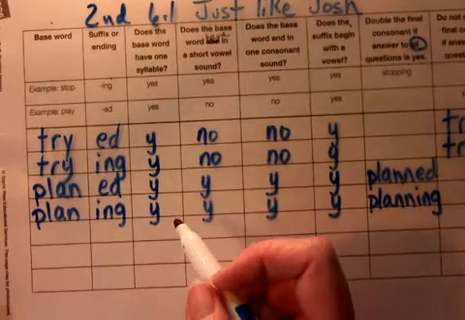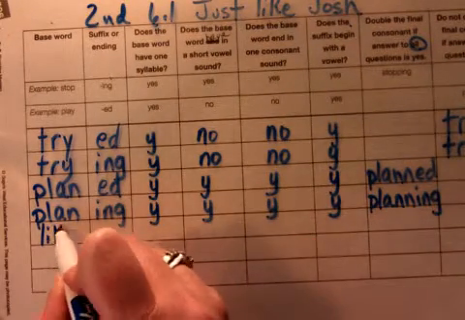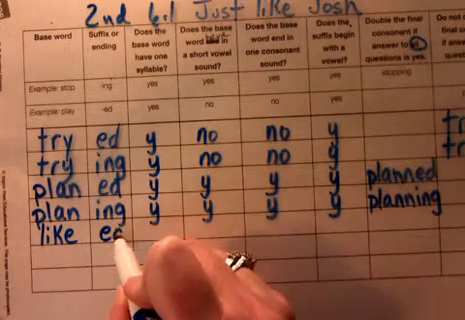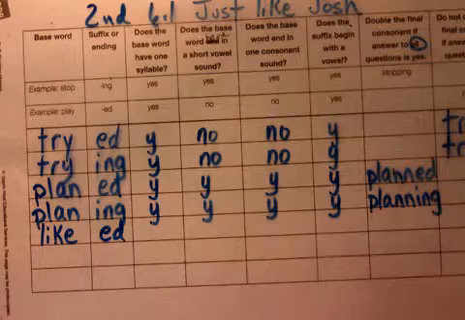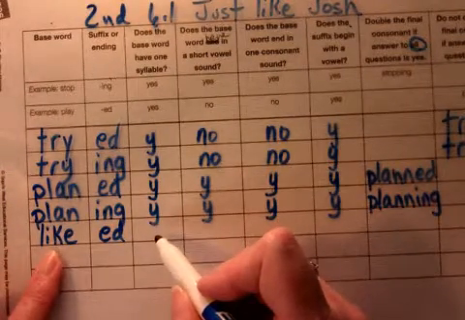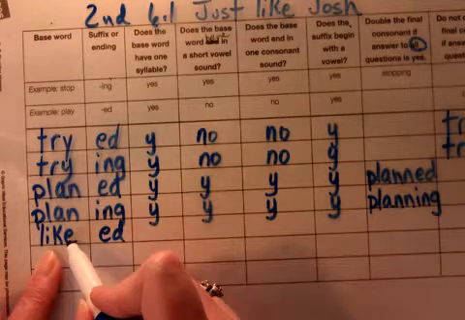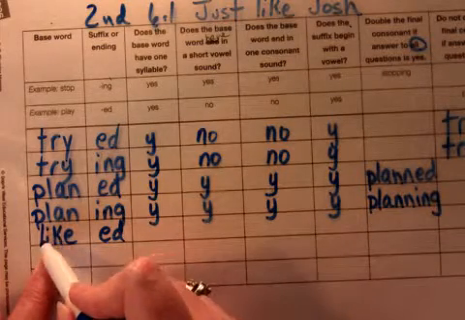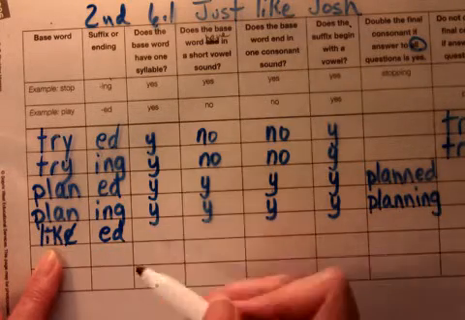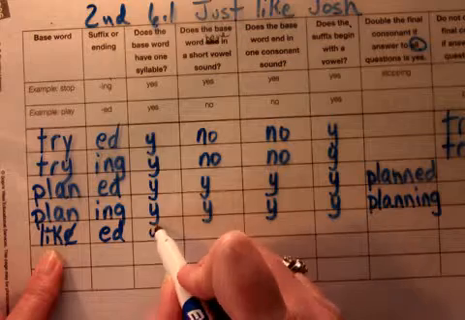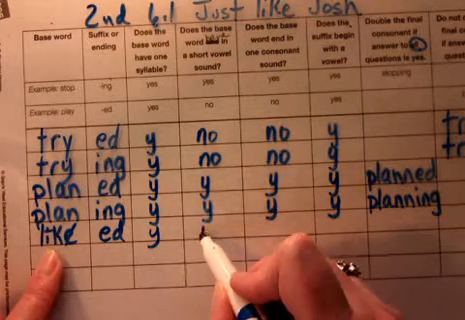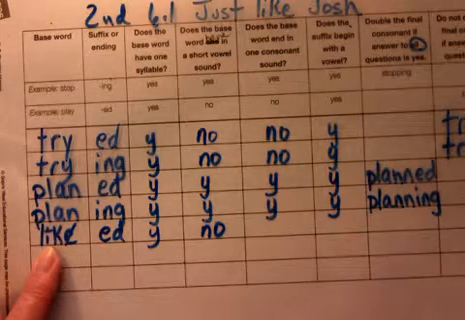The next base word is going to be like. The suffix ending is going to be the ed. The base word has one syllable, like, and only has one vowel sound. Remember, this is a silent E. The E is making the I say its long sound, I. So it has one syllable. Is it a short vowel? No. That's a long vowel sound.